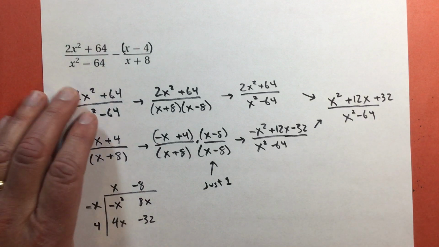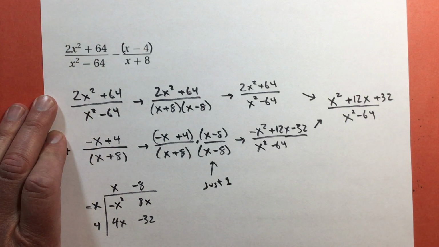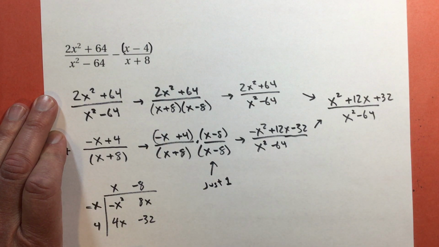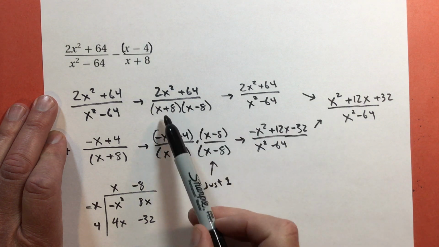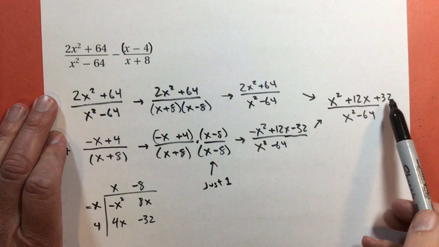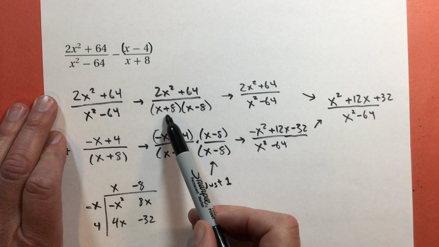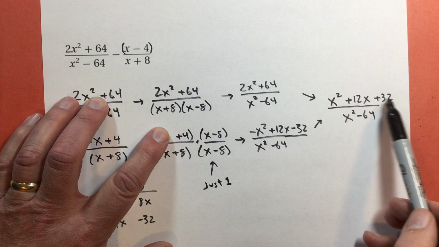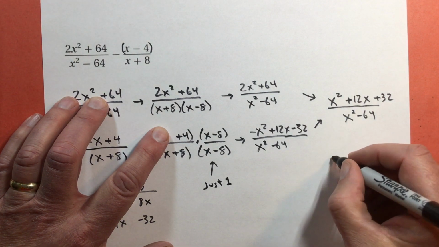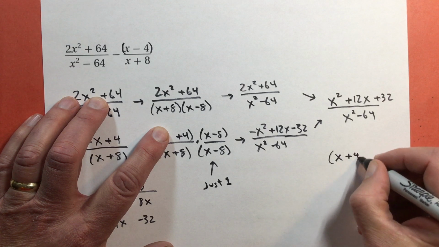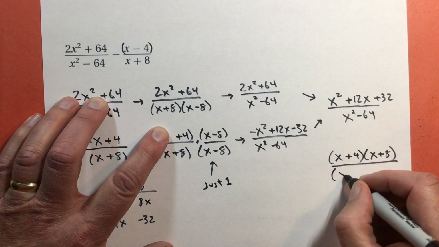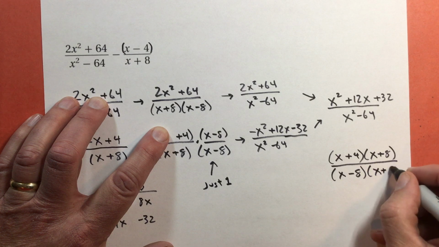The only thing I have to do is check to see if this can be simplified. And one thing I know is that x squared subtract 64 is factored for me right here. So do you think that either one of these could be a factor of x squared plus 12x plus 32? I'm thinking that x plus 8 could, because 8 times 4 is 32, and I know 8 plus 4 is 12. So my factors in the top are going to be x plus 4 times x plus 8, and in my denominator I've got x subtract 8 times x plus 8.